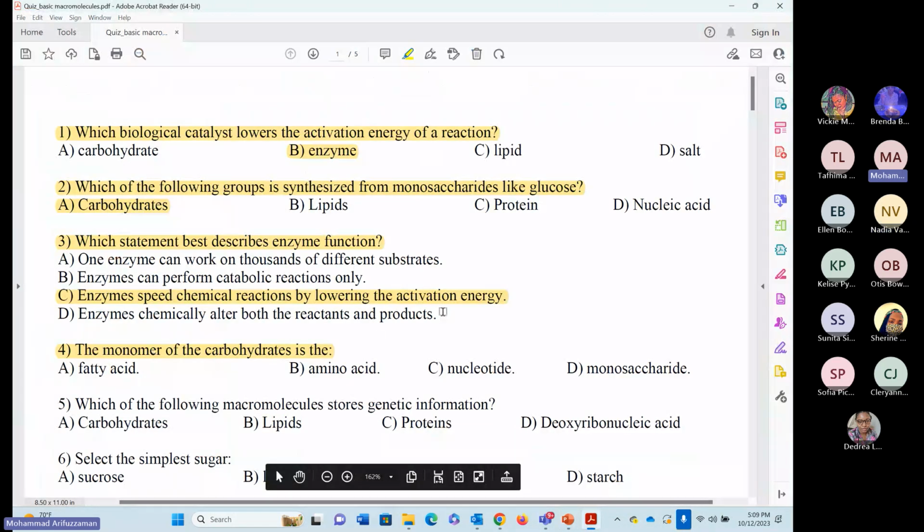So the monomer of carbohydrate is which one? Monosaccharides. Yes, monosaccharides. Now try to answer: what about fatty acid? Fatty acid is the monomer of lipid. Amino acid is the monomer of protein. And the nucleotide is the monomer of DNA and RNA. So the monomer of lipid is fatty acid, the monomer of protein is amino acid, the monomer of nucleic acid is nucleotide, and the monomer of carbohydrates is monosaccharide.